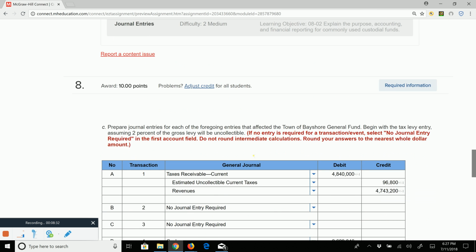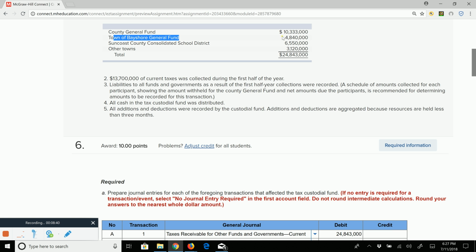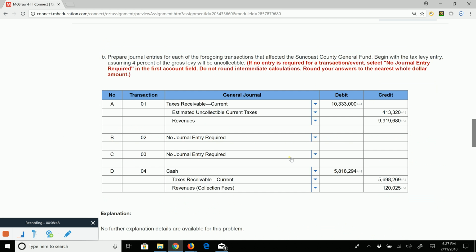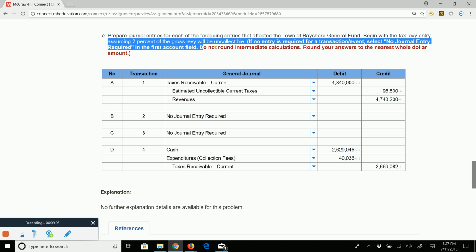All right, and also I wanted to show you the journal entry on the town of Bayshore's general fund. So if we come back up to the original chart, the taxes levied for the town of Bayshore, and I'm highlighting it here, came to $4,840,000. And very similar to how we just recorded the journal entry in the county general fund, for the town of Bayshore we're going to record the $4,840,000 as a gross receivable, but as the author said in the write-up of this particular part, we have to assume a 2% uncollectability because of taxpayers taking advantage of a discount. So 2% of the $4,840,000 is $96,800. That is your allowance for doubtful accounts. The 98% is going to be recorded as revenue.